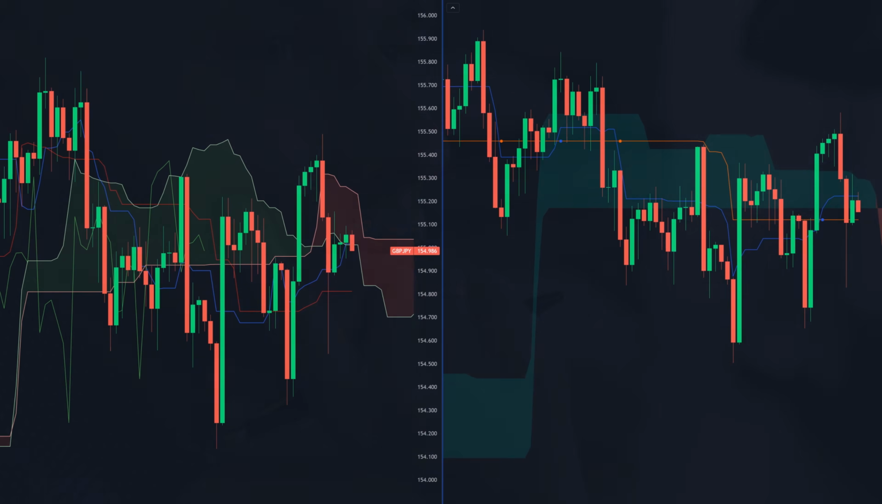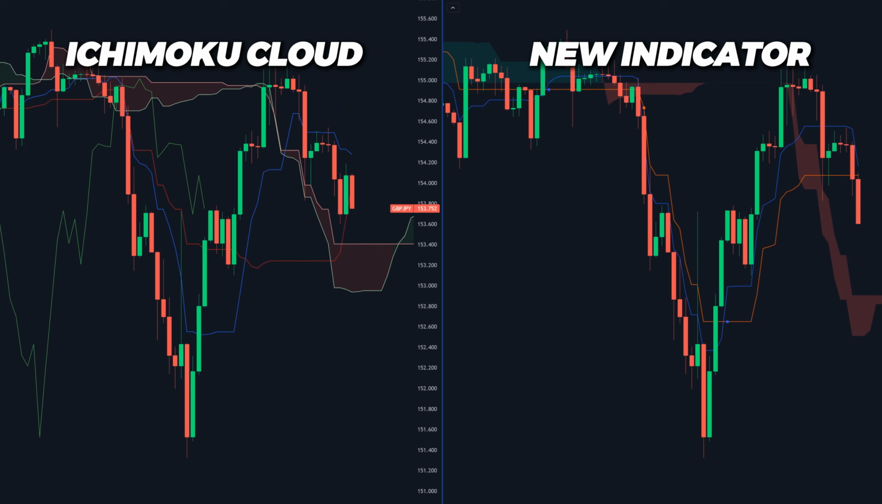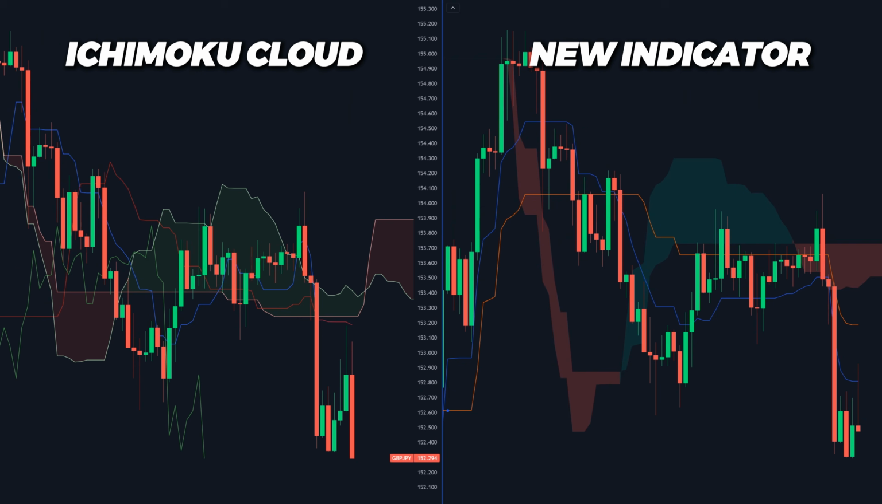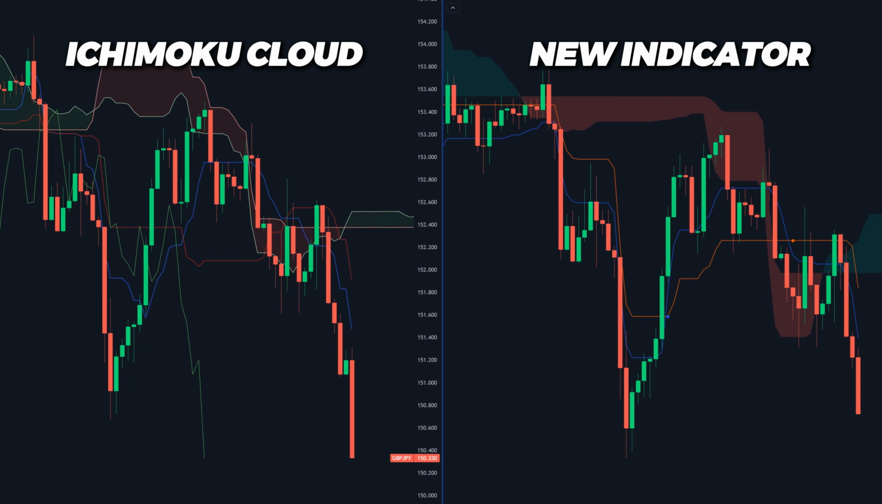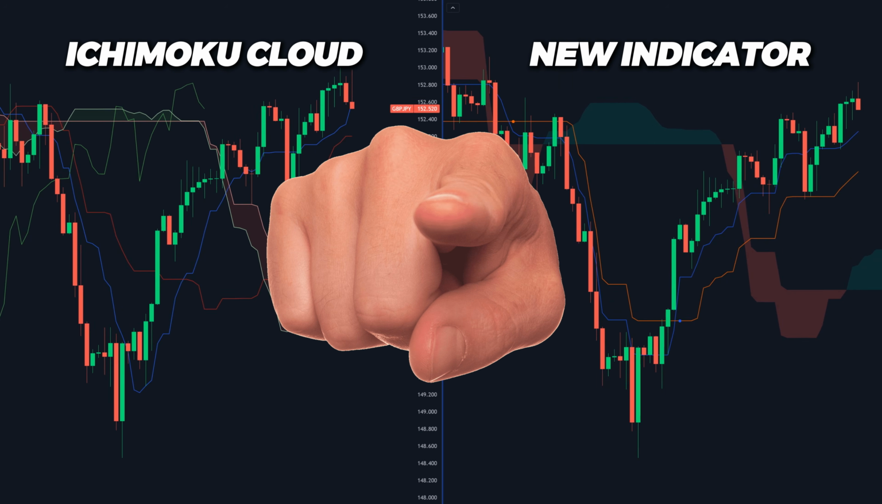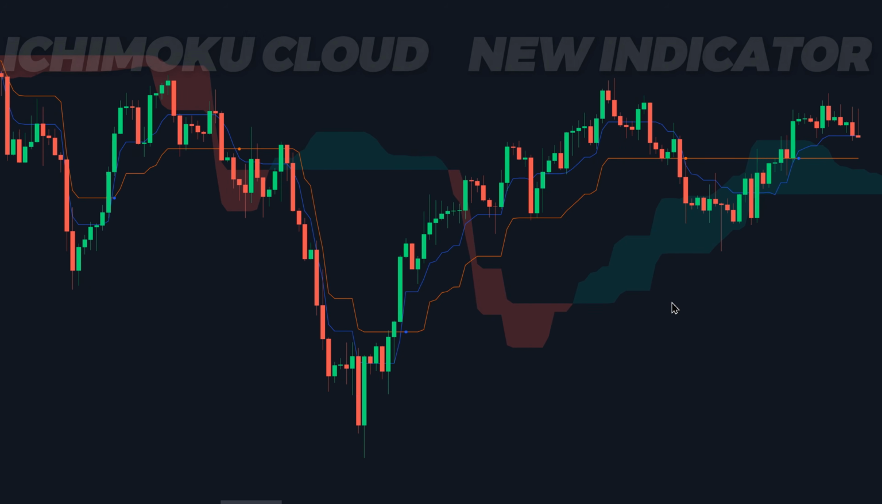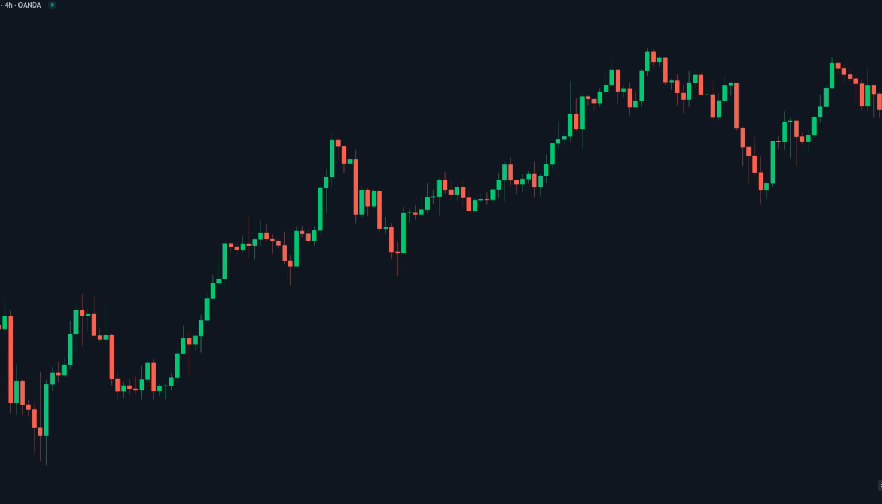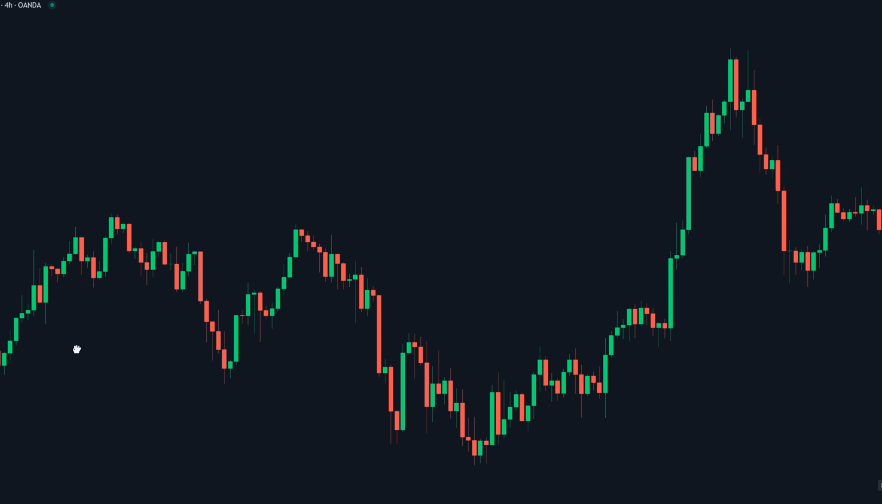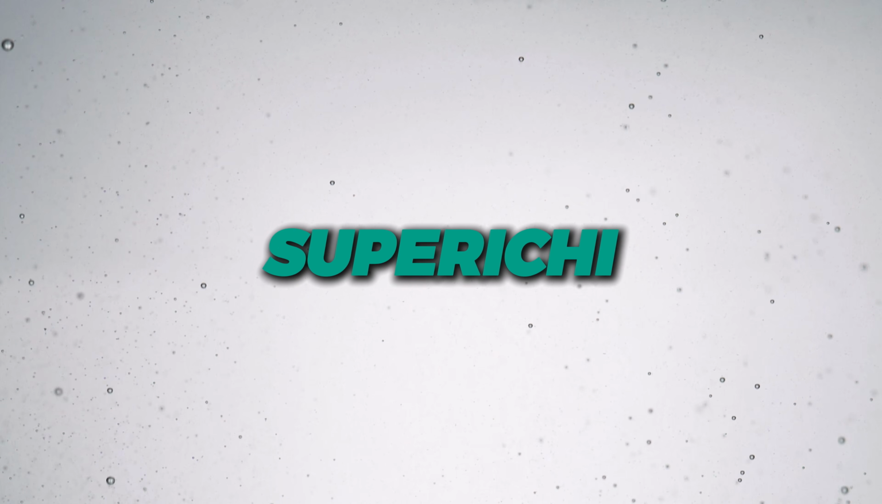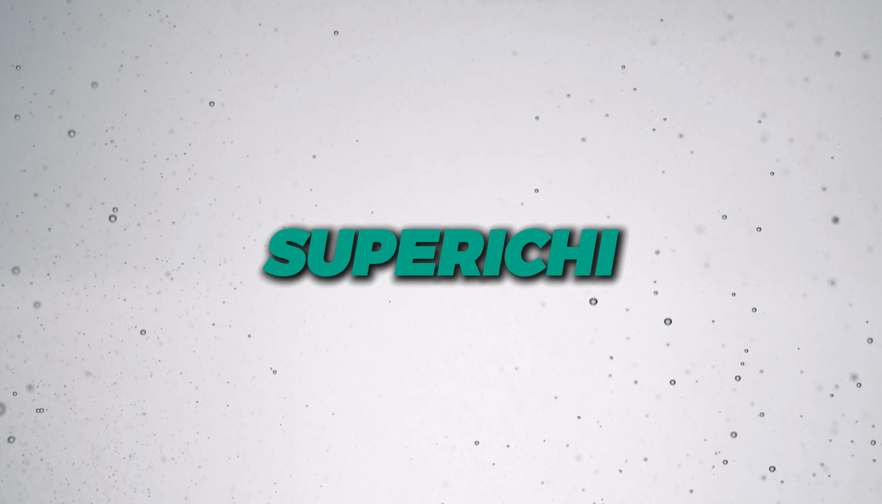But did you know that there is a newer and improved version of the Ichimoku Cloud that basically takes its functionality to the next level? Well, if you didn't know, then this video is for you, because we're gonna explore that exact indicator. Let's get into it. Now, the new and improved version of the Ichimoku Cloud indicator is called Super Ichi, which is an indicator developed by Lux Algo.